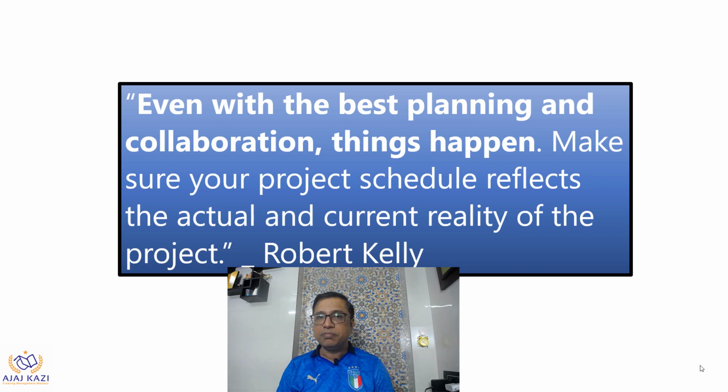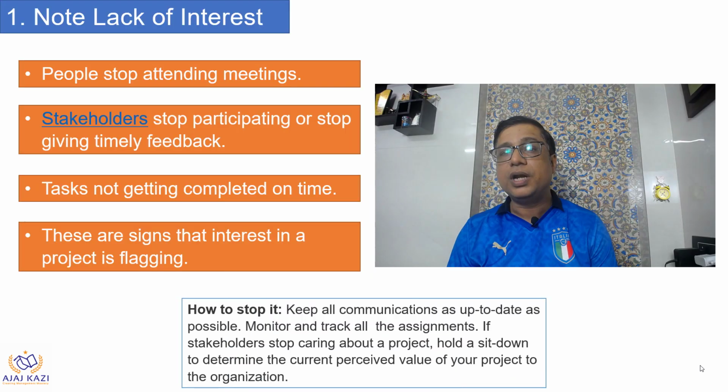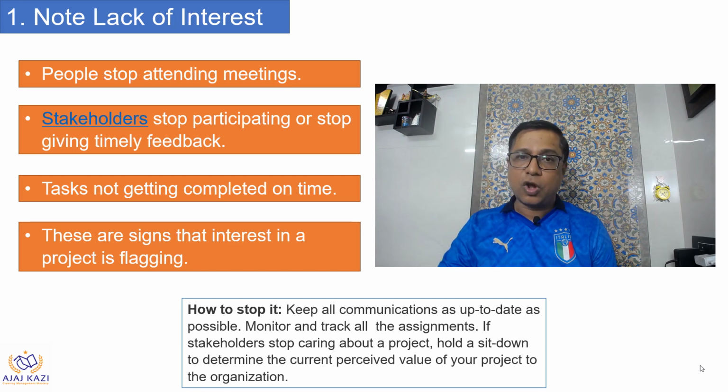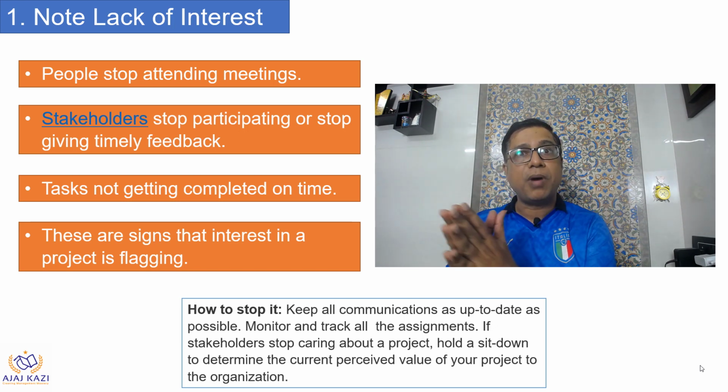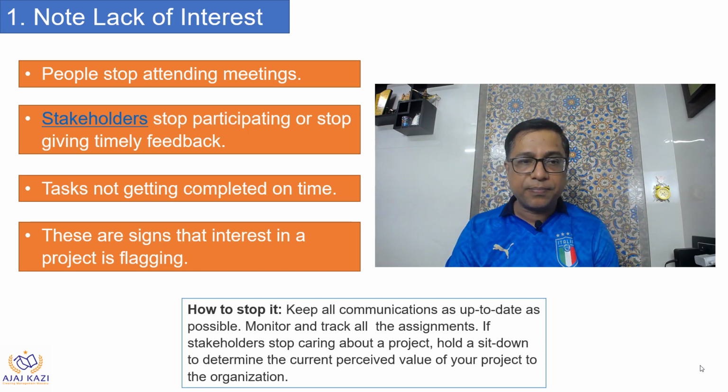Again, coming to the same note from Robert Kelly, even with the best planning and collaboration, things happen. Make sure your project schedule reflects the current reality of the project. Let us look at the first signal, and that you can note is lack of interest. When people stop attending meetings, when stakeholders stop participating or stop giving feedback, tasks not getting completed on time, these are the signs of lack of interest in the project. That will give you a signal there's something going wrong on this project. You can take actions. How to stop it?